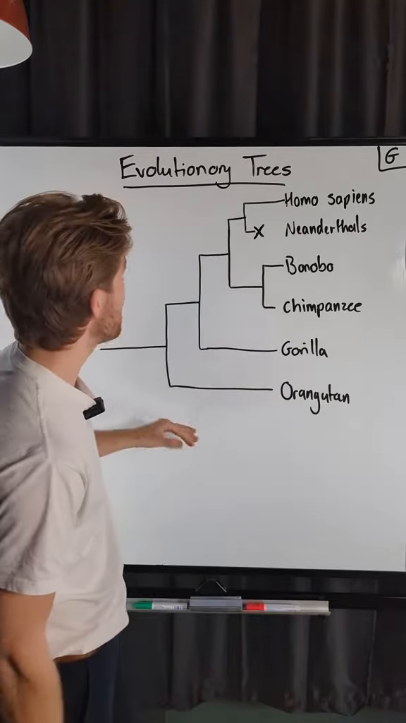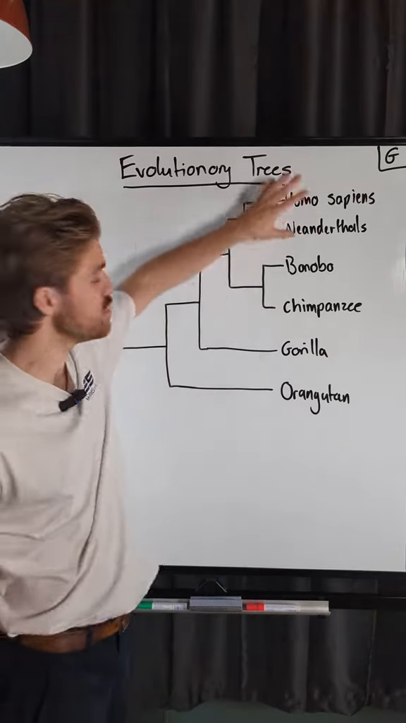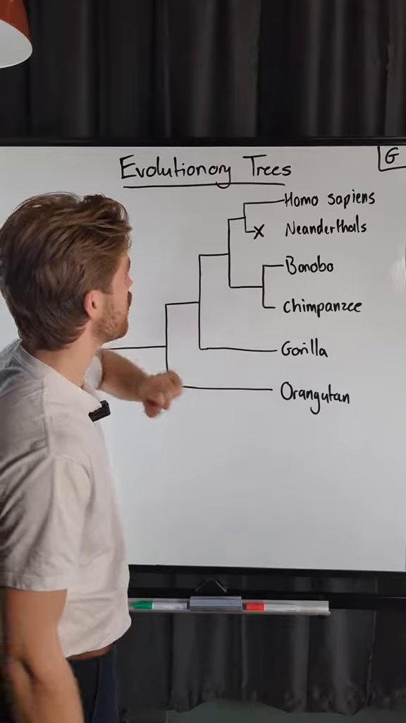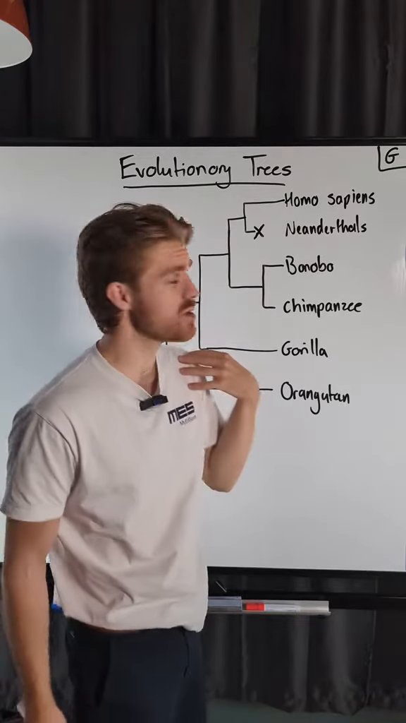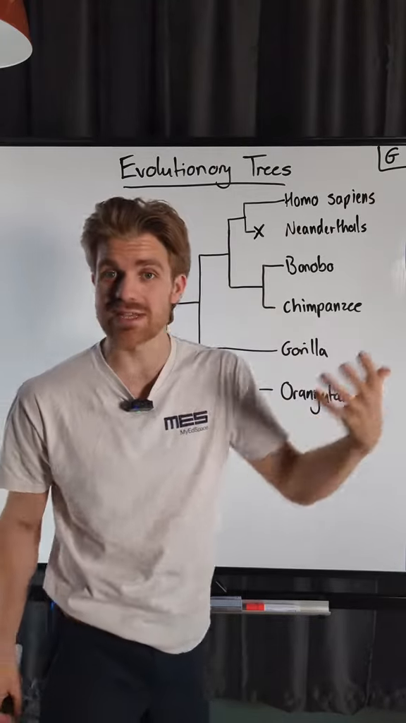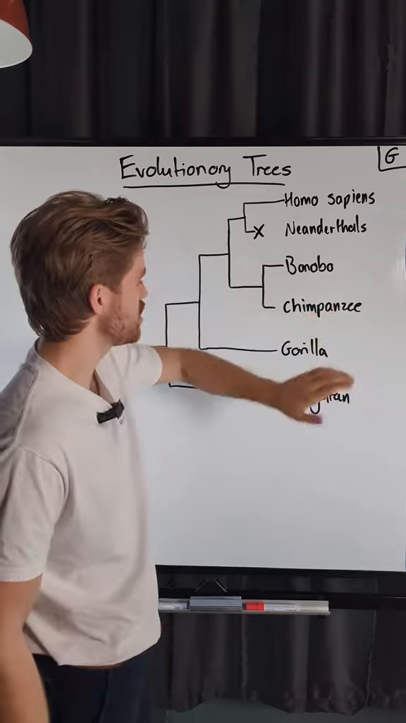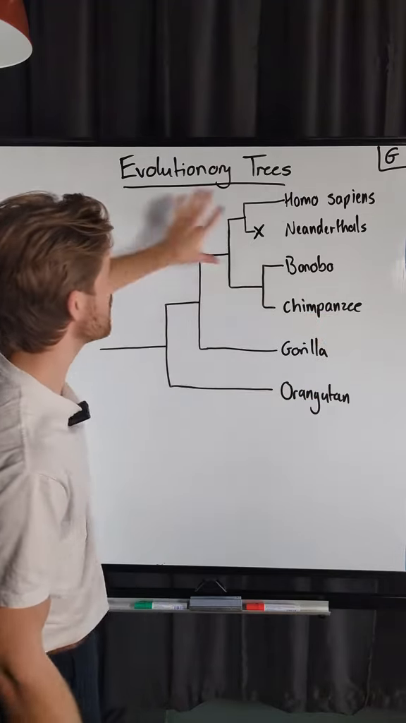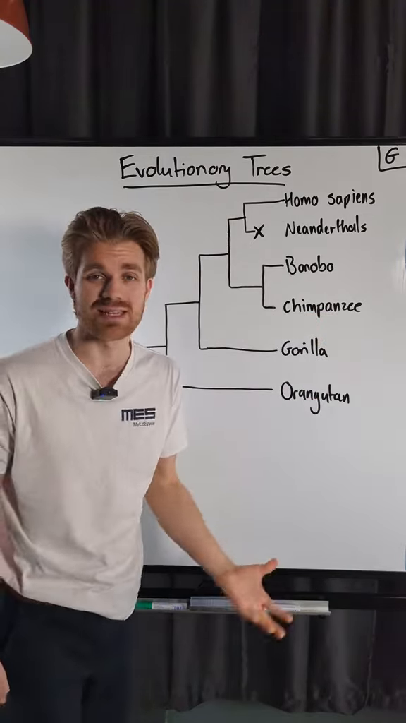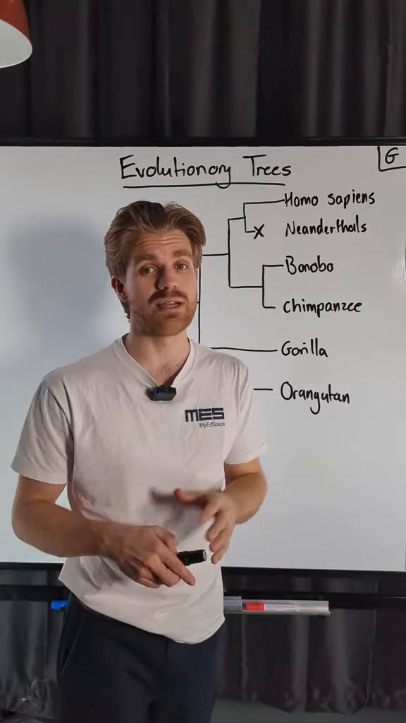Now we can see in our evolutionary tree, we've got a few different primates here. We've got the great apes. So we've got us, Homo sapiens. We've got our nearest extinct relatives, Homo neanderthals. We've got bonobos, chimpanzees, gorillas, and orangutans. And our diagram shows how they are all related. It's really, really similar to a family tree.